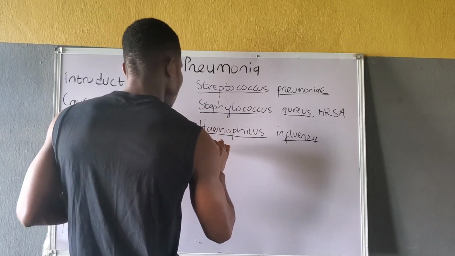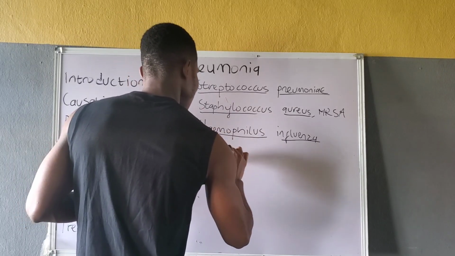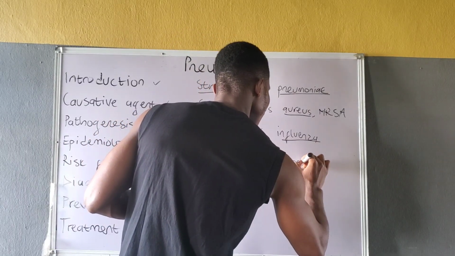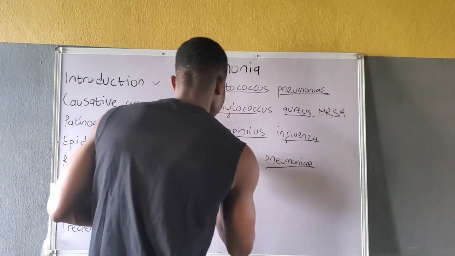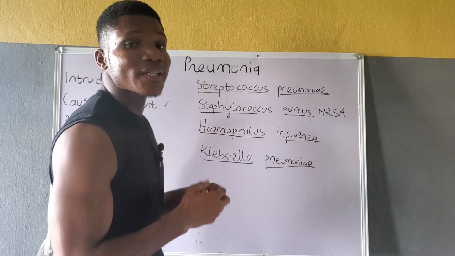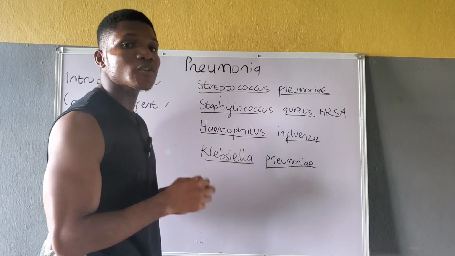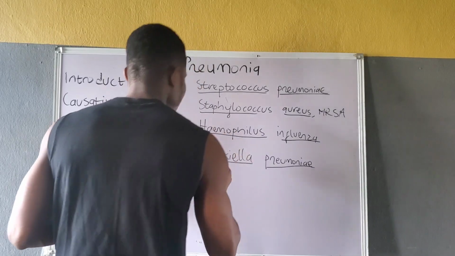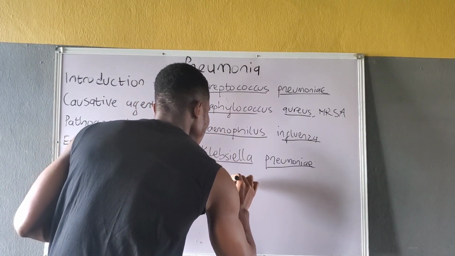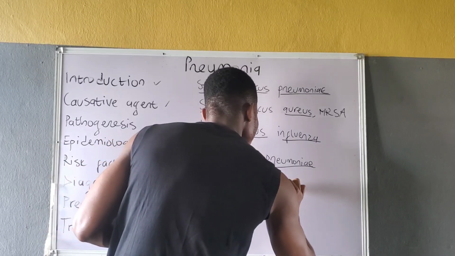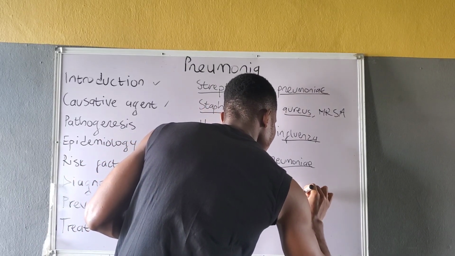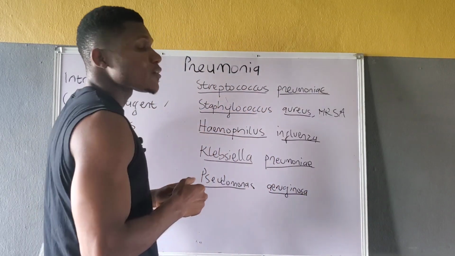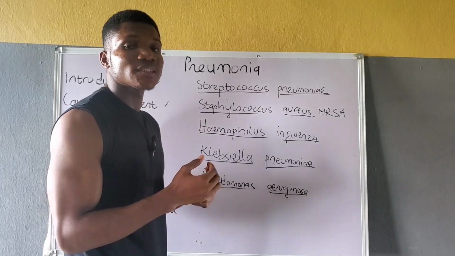Also, there is Klebsiella pneumoniae. Klebsiella pneumoniae is predominantly involved in causing pneumonia in hospital-acquired cases and also in alcoholics. Also, there is Pseudomonas aeruginosa. Pseudomonas aeruginosa is involved in causing pneumonia in patients with cystic fibrosis.